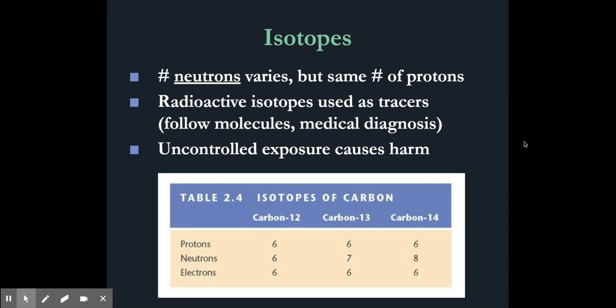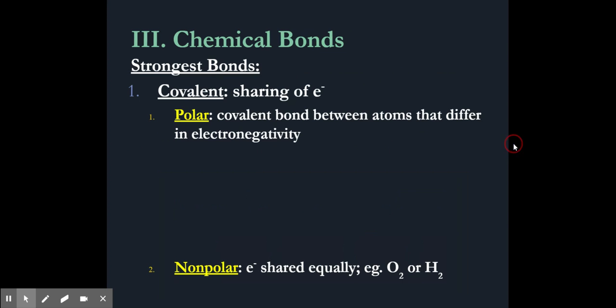Isotopes are going to make their way into AP biology from time to time. Basically, what they are going to act as is what are called radioactive isotope tracers. These are mostly used in medical diagnoses, and they can follow different molecules based on what isotope they happen to be injecting the person with. And we'll talk about those when those examples come up.